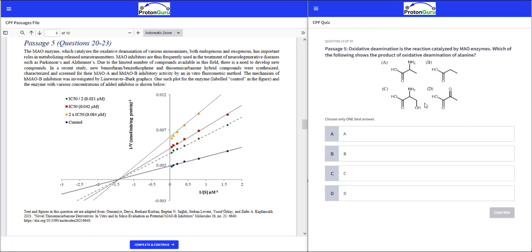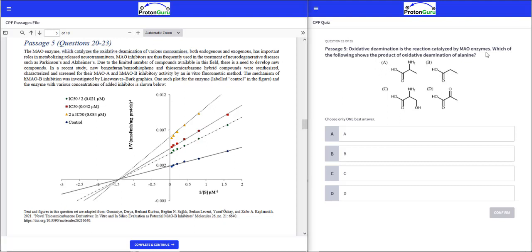The last question associated with this passage says, oxidative deamination is the reaction catalyzed by MAO enzymes. Which of the following shows the product of oxidative deamination of alanine? Now, in writing this question, I was kind of nice, because the passage does tell you that MAO catalyzes oxidative deamination of monoamines. So this question could well have said, which is the product of alanine upon action of MAO? And you'd have to hunt in the passage to find that. But this is how I phrased it.